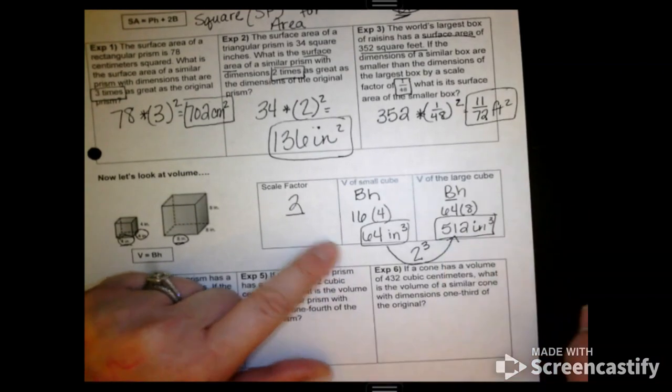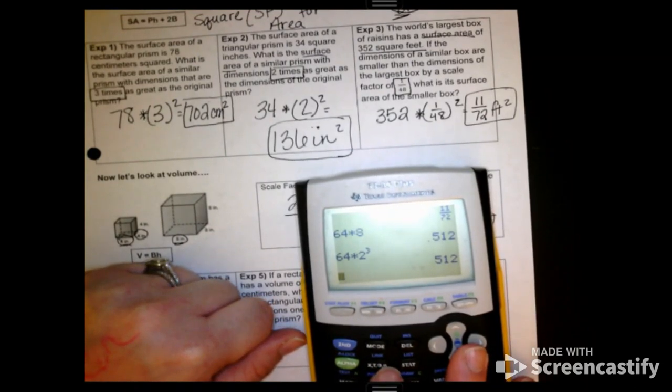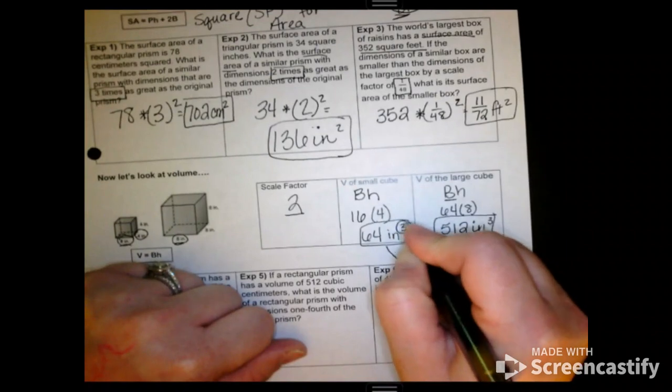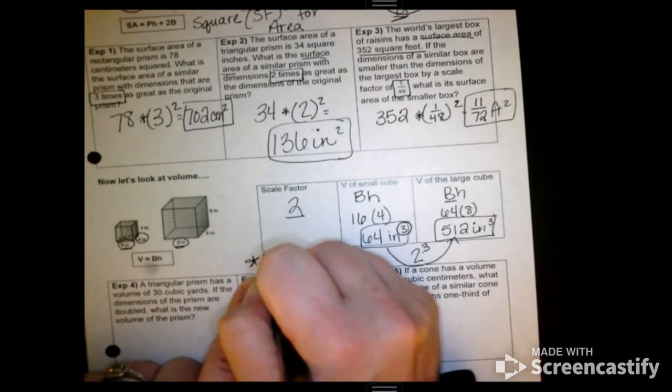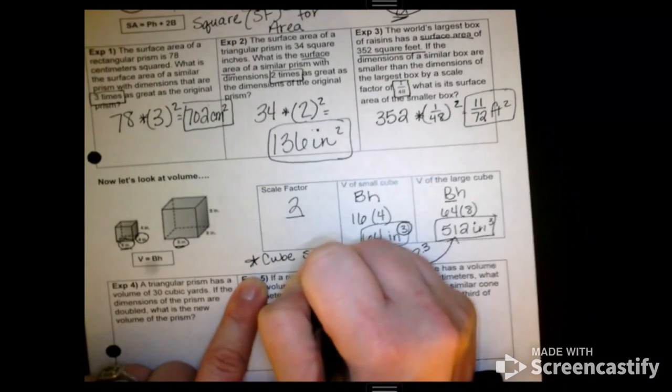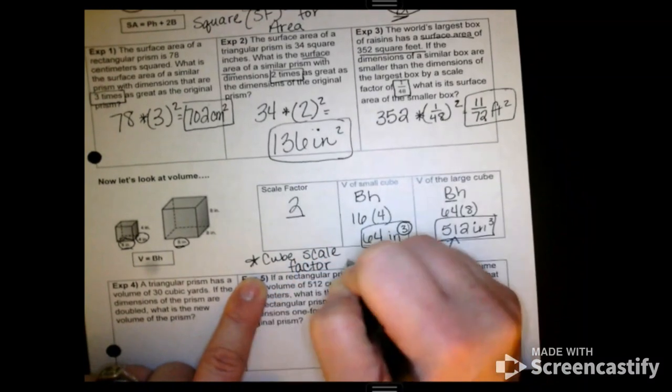It's not 256, it's 512. Y'all put the 2 beside the 3, that's what they did wrong. If it's cubed, you put 3. Okay, so we should know now if I'm searching for volume, I'm going to cube your scale factor. So scale factor cubed.